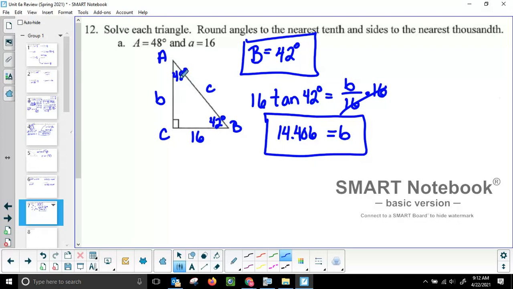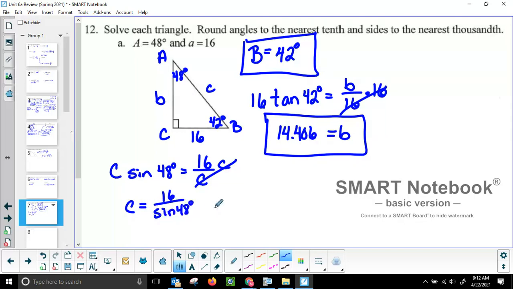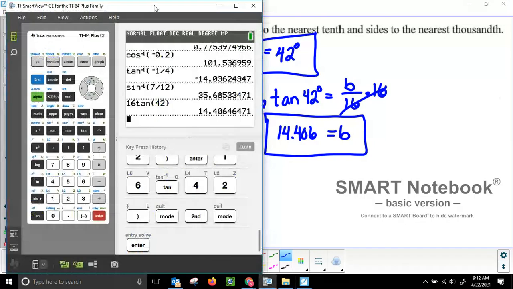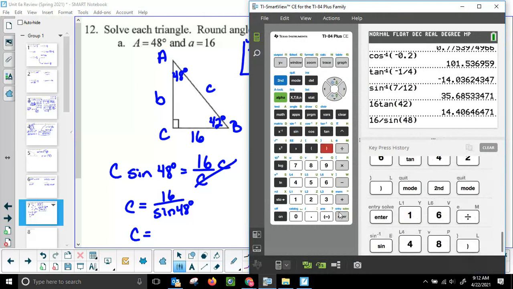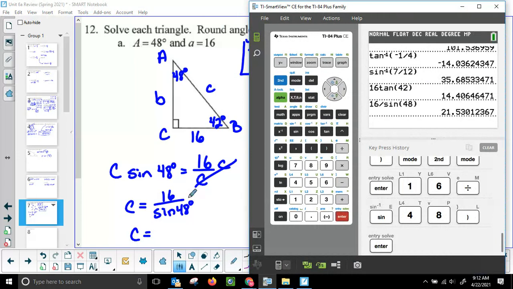You can either use this angle and say opposite over hypotenuse, or you can use this angle and say adjacent over hypotenuse. It doesn't matter which one. I'll just use this one so that I use sine. So the sine of 48 degrees is equal to the opposite, which is 16, over the hypotenuse, which is c. First I would multiply both sides by c, then I would divide both sides by the sine of 48. So we plug that into our handy-dandy calculator: 16 divided by the sine of 48 degrees, and we will get 21.530.